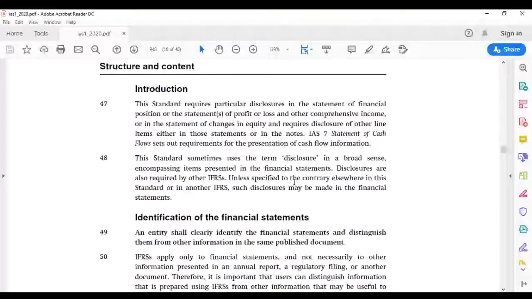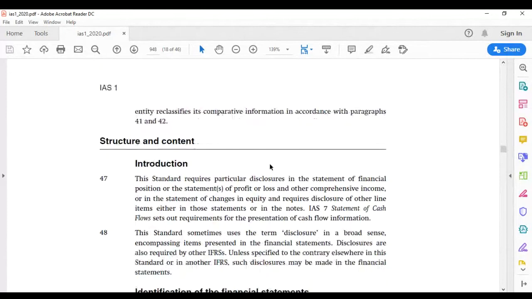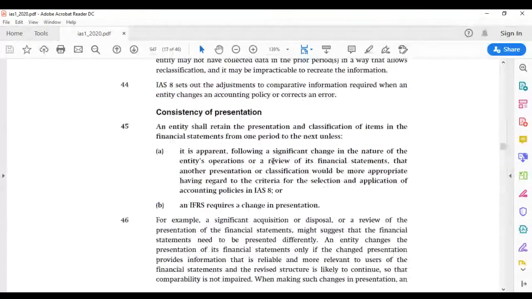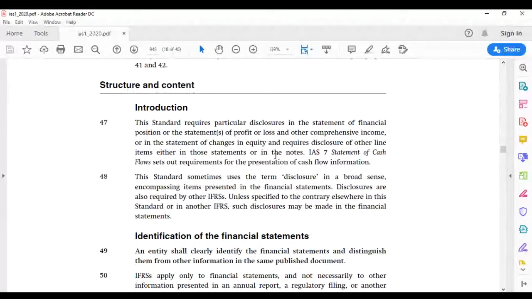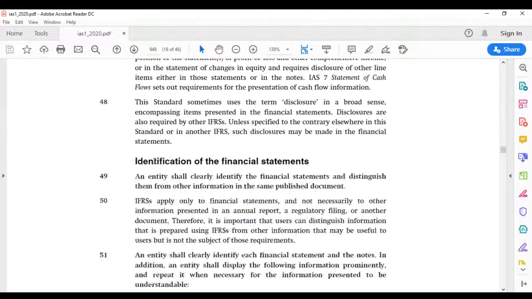Right, you should be seeing it in front of you now on your screen. We finished last time with, what was it again, the identification matters. So now we are going to look at the rest of the structure and content. So we are starting with structure and content.